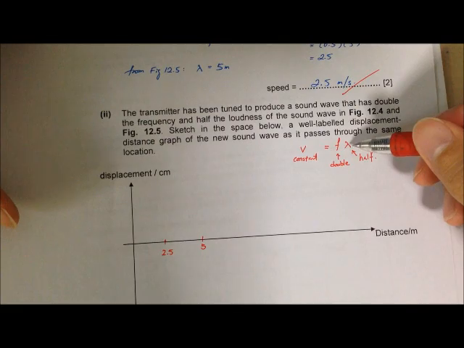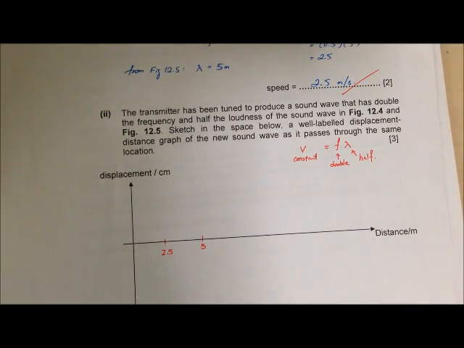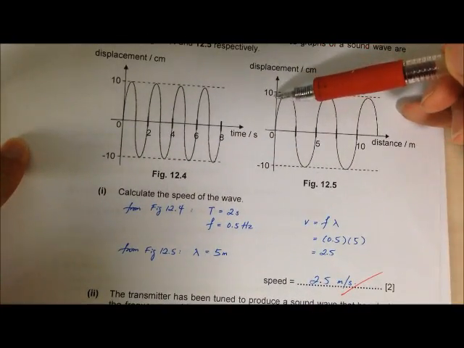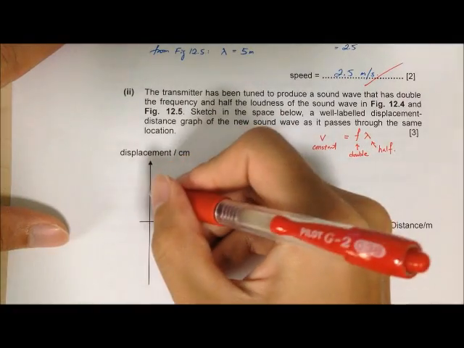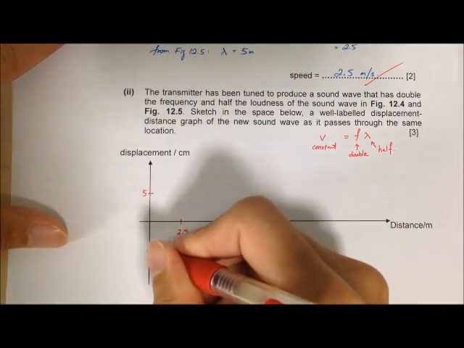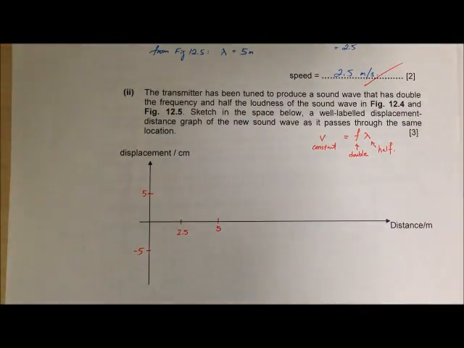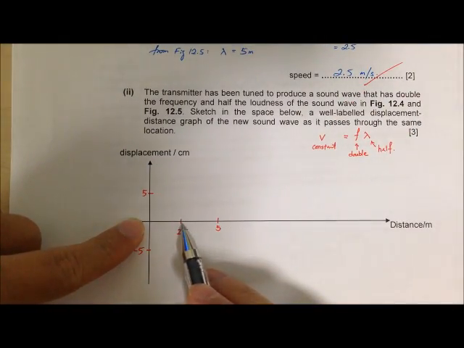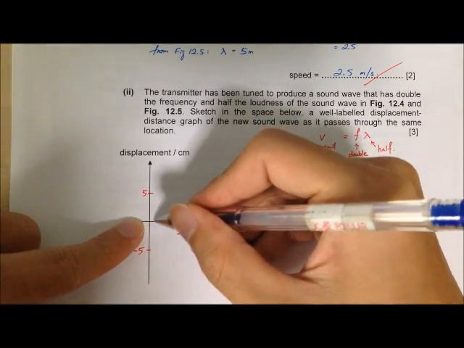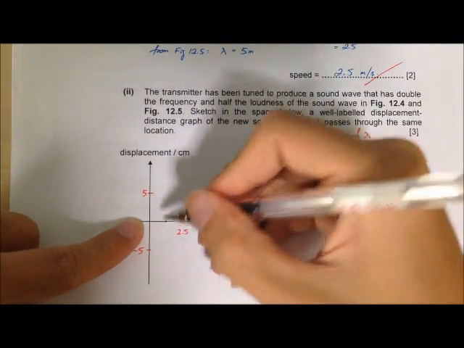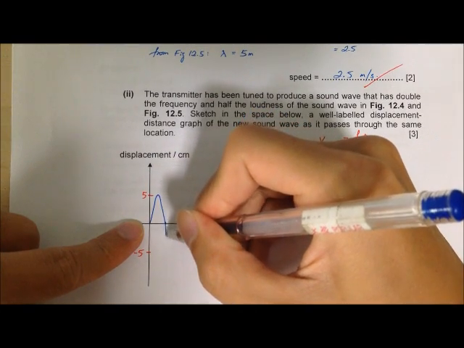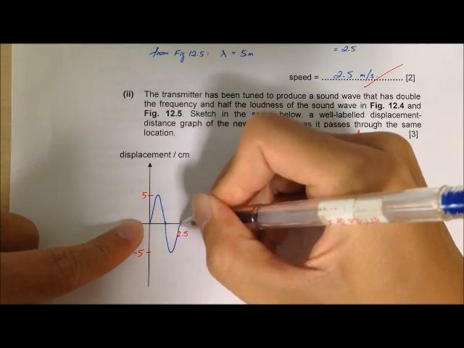Okay, and your amplitude now is being halved, right? Your amplitude is being halved. Initially your amplitude is 10, so now it will be 5. So write down 5 and -5. So what happened is that you now have to complete one wave within 2.5 meter. So complete it. So you will have a wavelength that goes like really small, like that.